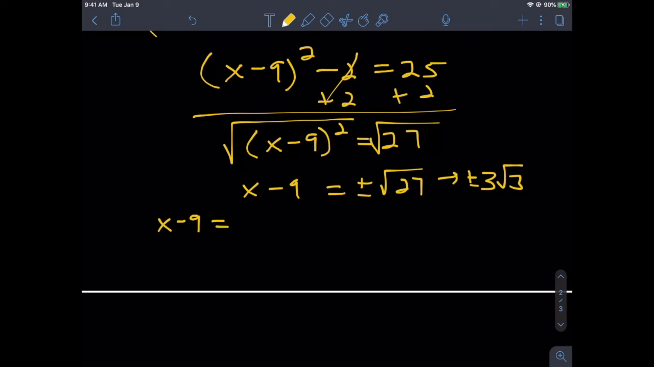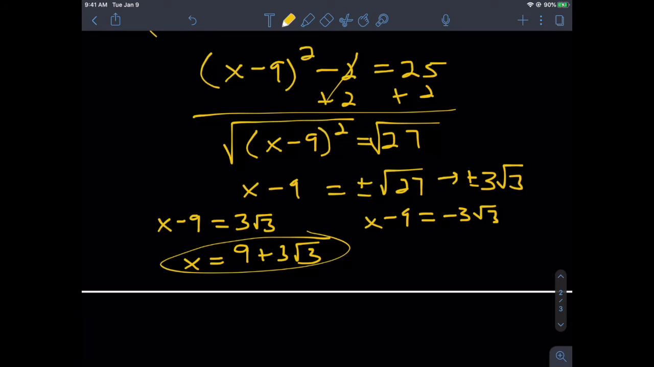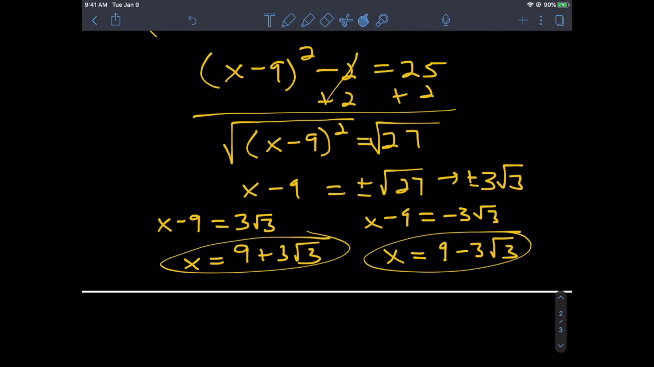We set up our two equations now, one for the positive 3 radical 3, and the other one for the negative 3 radical 3. There it is. And then we would add 9 presumably to both sides, but since I'm running out of room, I'm just going to write it here. We'll have 9 plus 3 radical 3, and then our other answer will be 9 minus 3 radical 3. And there we go.